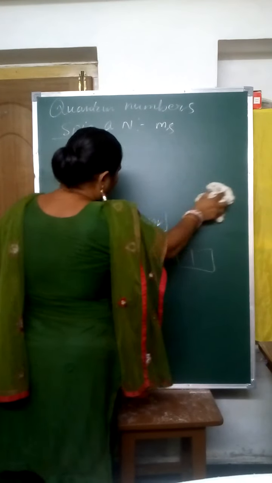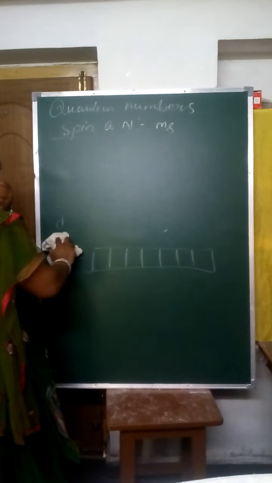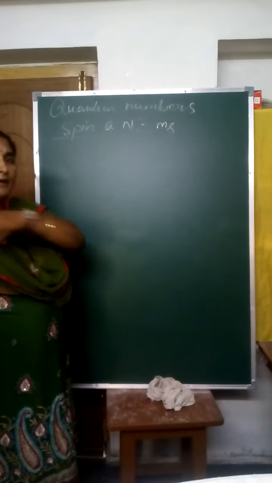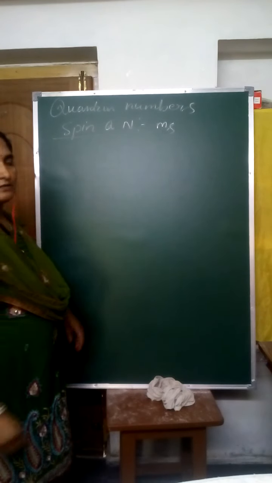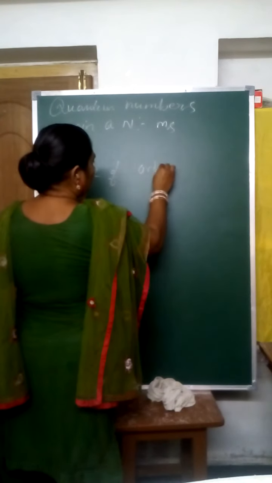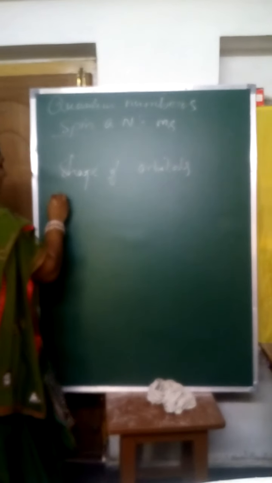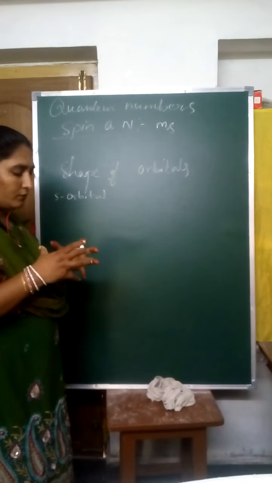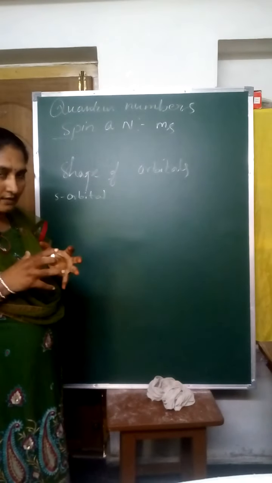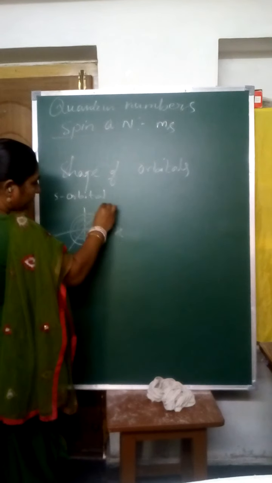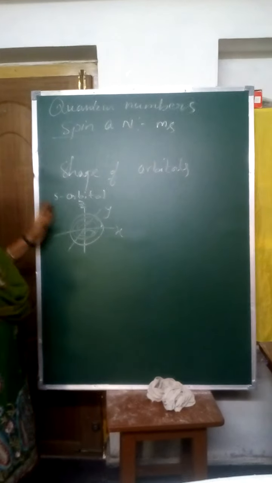Now, I already told you in the previous video that I am telling you the shapes of the orbitals separately. Okay, shapes of the orbitals. Now you take the s orbital. The shape of the s orbital is spherical. The electron moves like a sphere, like this. Spherical means like a ball. That we are drawing with x, y, z. It is the shape of the s orbital.